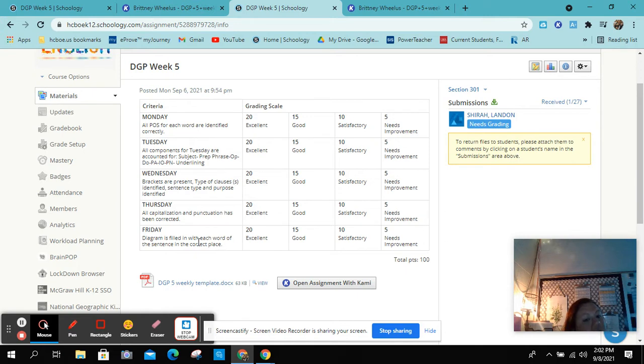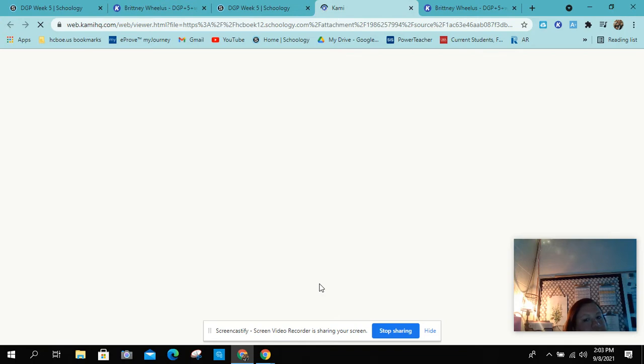And then on Friday, you have to correctly fill in the diagram with the correct word from the sentence. If you have it all, 20, 3/4, 15, half 10 points, and if you have less than a fourth, you only get 5 points. Have y'all been working on the diagrams? This will be the first week.